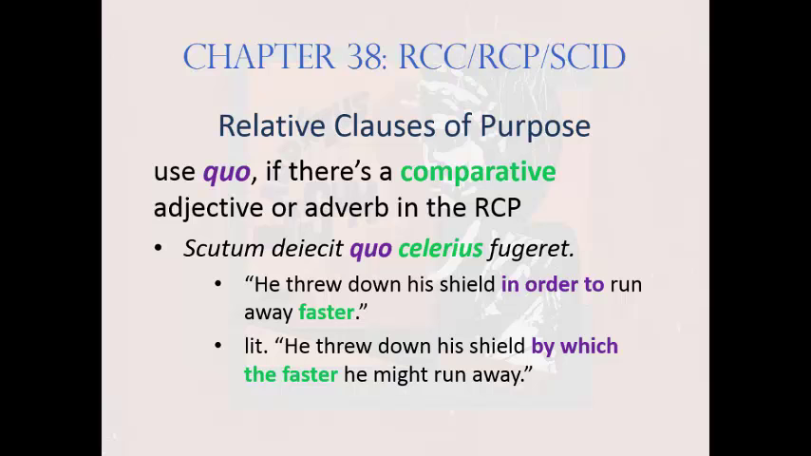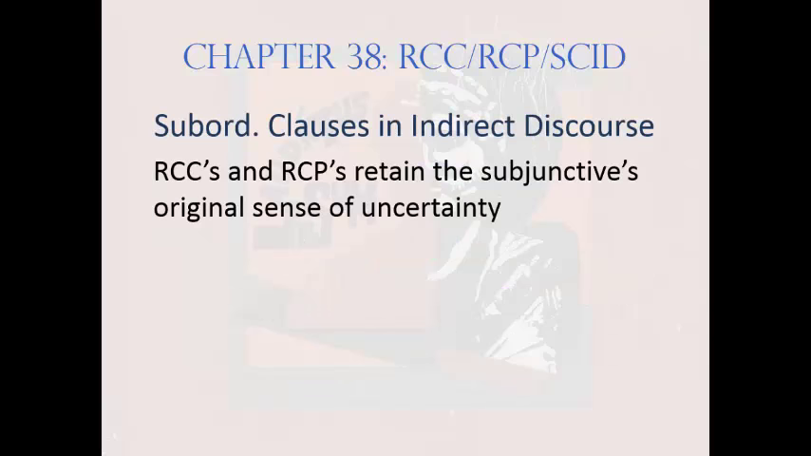While RCPs follow sequence of tenses, but RCCs don't, these constructions are similar in another respect. They both build on the subjunctive's original sense of uncertainty. That is, he's the type of person who would have done it. Maybe he did, maybe he didn't, but you can't count him out. Or, he's the person I sent to do it, but I'm not saying he actually completed the task.